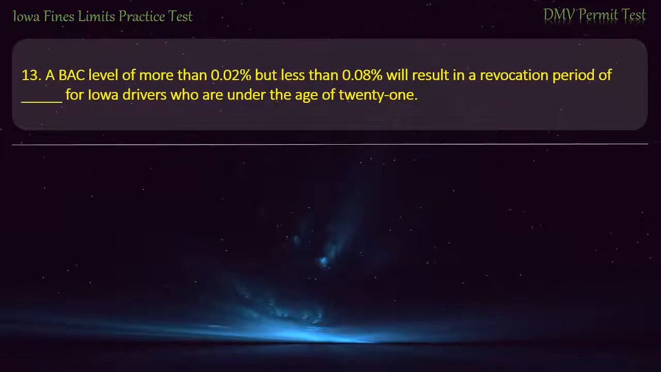Question 13. A blood alcohol level of more than 0.02% but less than 0.08% will result in a revocation period of blank for Iowa drivers who are under the age of 21. 60 days. 45 days. 15 days. 30 days. Answer. 60 days.